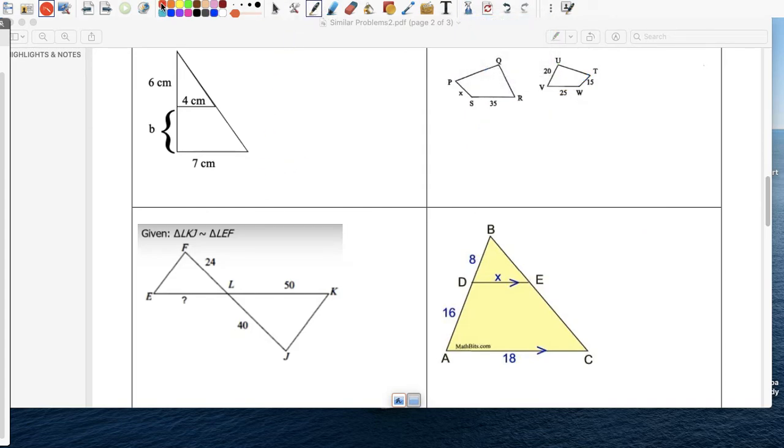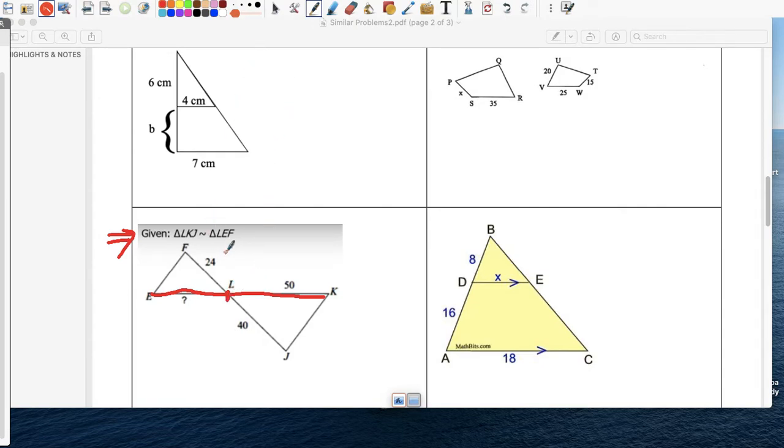All right, now I so much love when they give me that. So, given triangle LKJ similar to triangle LEF, when I have that, it's so much easier to find out who corresponds with who. So LK, the first two letters here, LK, matches with LE. So I'm going to put red over here. So those two sides match. Okay, just put a line here.